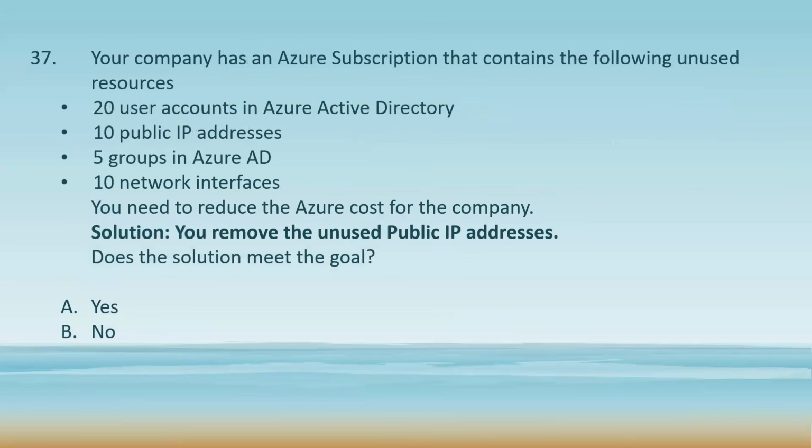Question number 37. Your company has an Azure subscription that contains the following unused resources. Your statements are: 20 user accounts in Azure Active Directory, 10 public IP addresses, 5 groups in Azure AD, 10 network interfaces. You need to reduce the Azure cost for the company. Now, the solution you gave is you remove the unused public IP address. Does the solution meet the goal? You need to choose between yes or no.